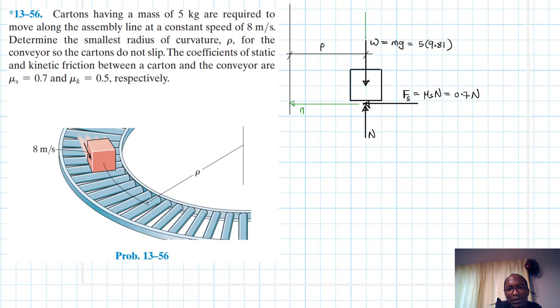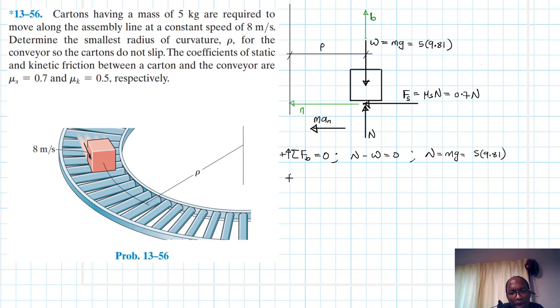This axis here is our b, the binormal axis. So let's apply the equations of equilibrium in the b-axis. The summation of forces in b, with up as our reference positive, is equal to 0, since we don't expect any movement in that direction. Therefore N minus W equals 0, and our N is just equal to mg, which is 5 times 9.81. Our motion is going to be in this direction, and this is our m a_n.